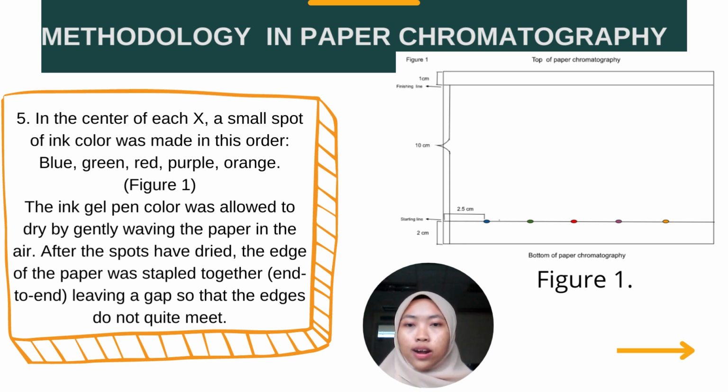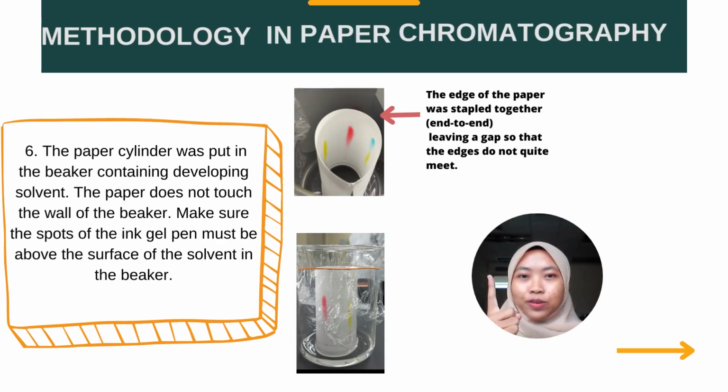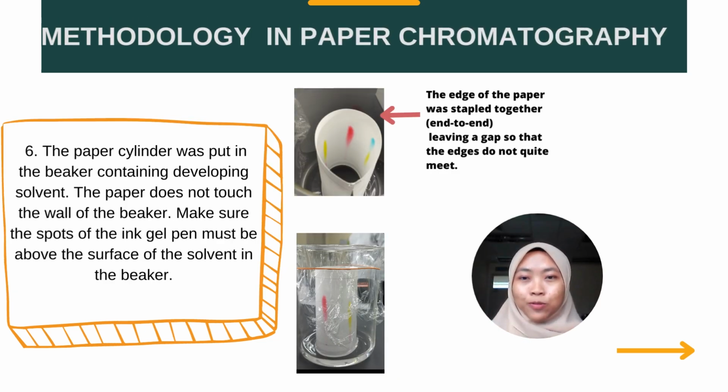After the spots had dried, the edges of the paper were stapled together end to end, leaving a gap so that the edges do not quite meet. Okay, so that's the picture of how the edges of the paper were stapled together. And the next step is the paper cylinder was put in the beaker containing the solvent.